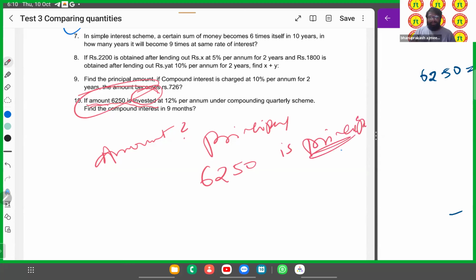See how the vocabulary changes here. If amount 6250 is invested, what you are investing is your investment. So what does it mean? You are putting it in a scheme. So see how they actually trapped you. Usually you become prey to the examiner's trap. Here it is clearly mentioned, if amount 6250 is invested. Invested means what exactly? It is principal.